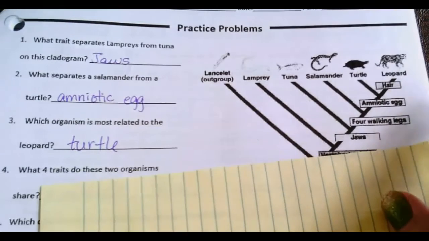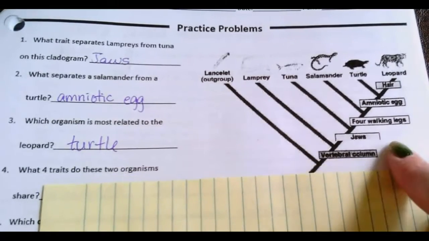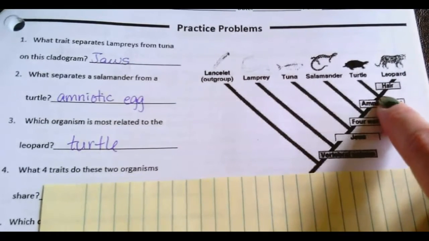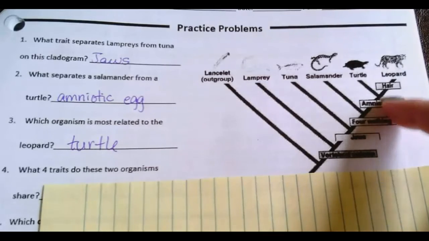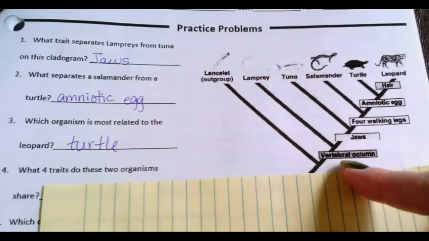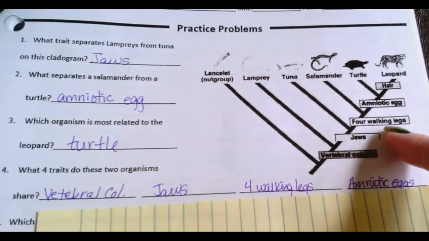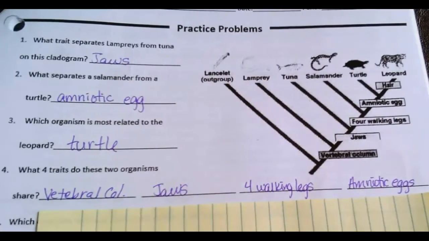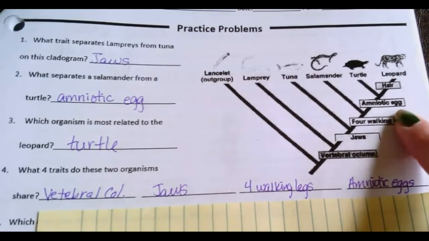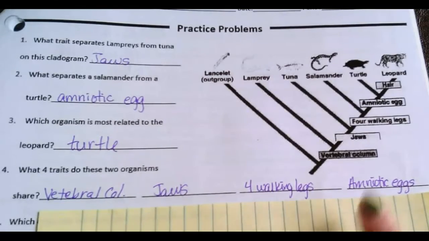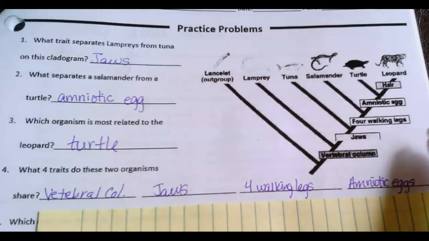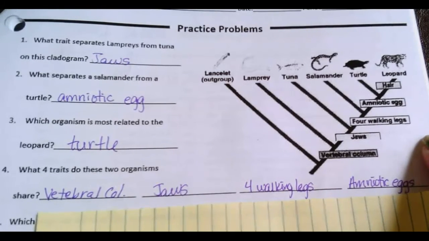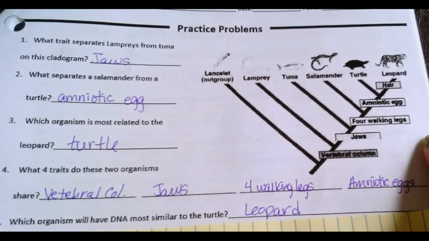And it says, what four traits do these two organisms share? Well, turtle and leopard were following the same evolutionary path until this point in history. So a vertebral column, jaws, four walking legs, and an amniotic egg are all four of the characteristics that turtles and leopards have in common. If at any point you need to pause this video to write these things down or check your answers, make sure you do. And then the last question, there's two here, sorry.